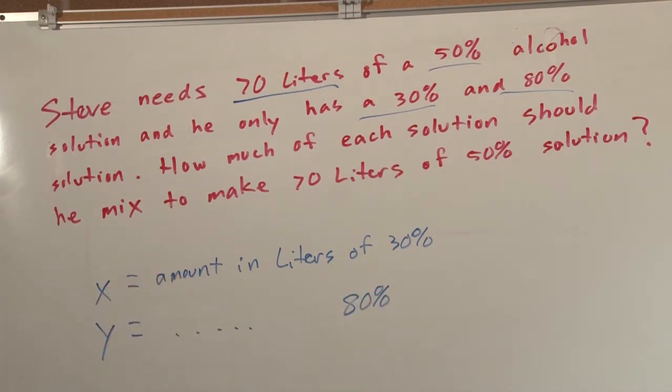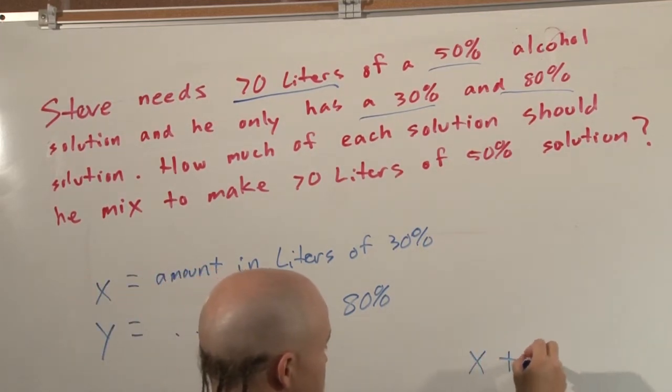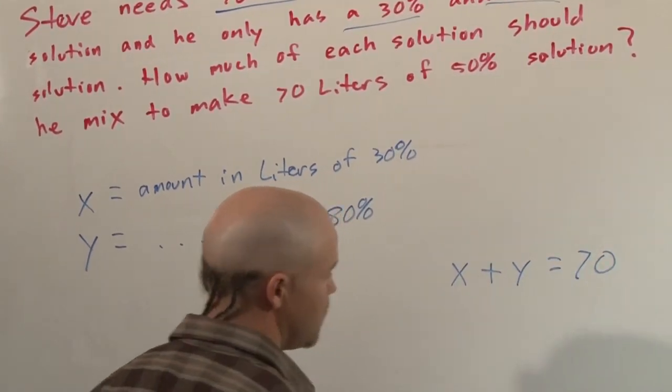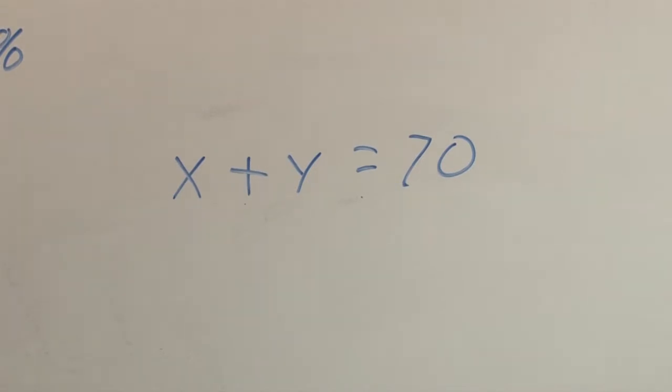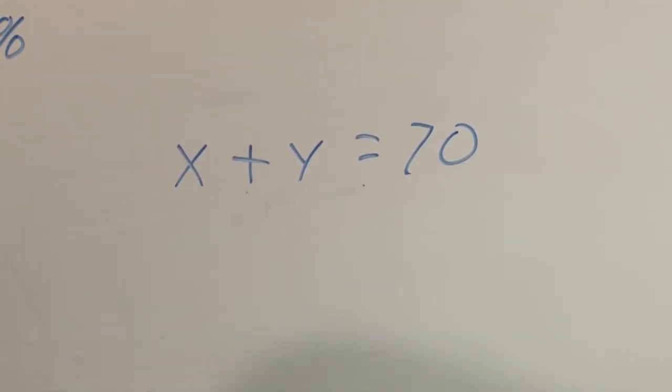Okay, so now we've chosen some variables to represent our unknowns. We need to translate this into an equation. So we definitely need 70 liters. If these are the amounts of liters, we need to add up maybe 35 and 35 or 40, 30. Whatever the case is, we know we have x amount of liters plus y amount of liters is going to give us 70 liters here. Okay, so here we have an amount plus an amount equals the total amount that we're working with.